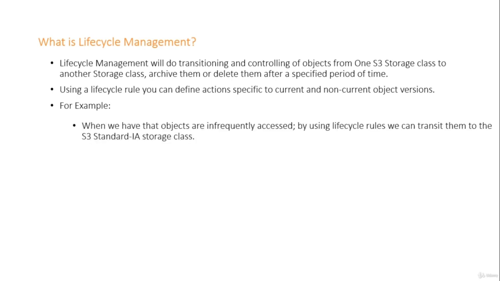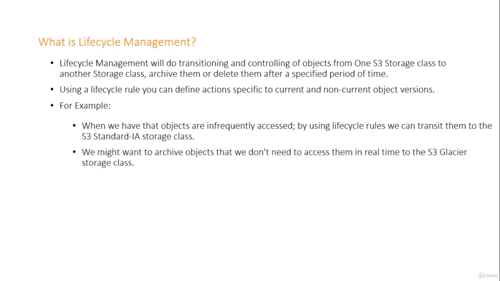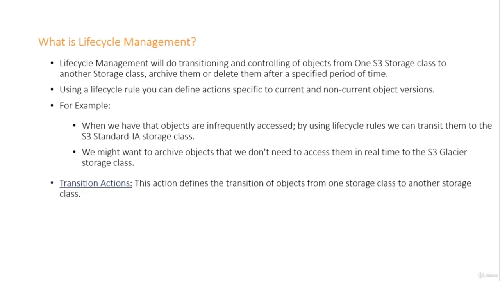When we have objects that are infrequently accessed, by using lifecycle rules, we can transition them to the S3 Standard IA storage class. And also we can archive objects that we don't need to access in real time to the S3 Glacier storage class. The lifecycle defines two types of actions. One is the transition action. This action defines the transition of objects from one storage class to another storage class. For example, you choose to transition the objects to the Standard IA class 30 days after you have created them, or archive the objects to the Glacier storage class 60 days after you have created them.